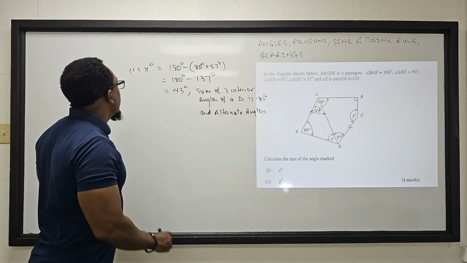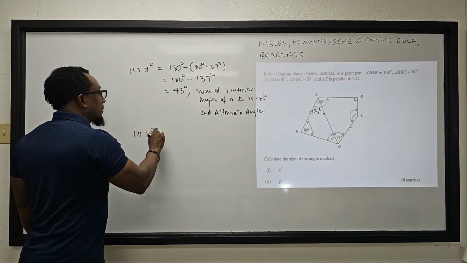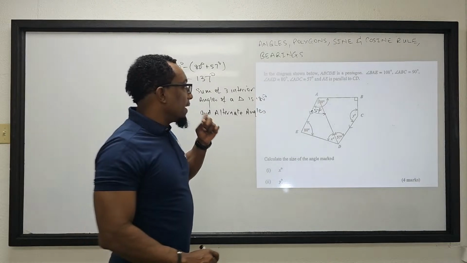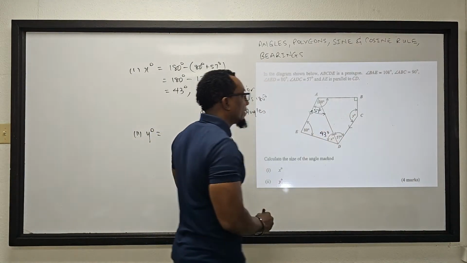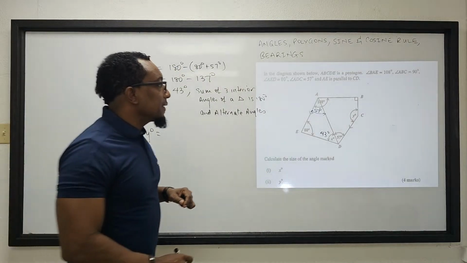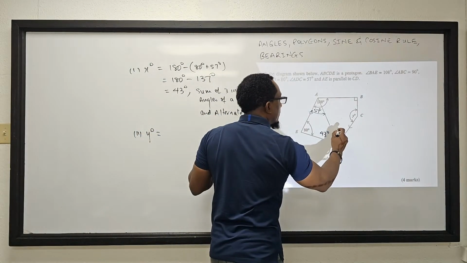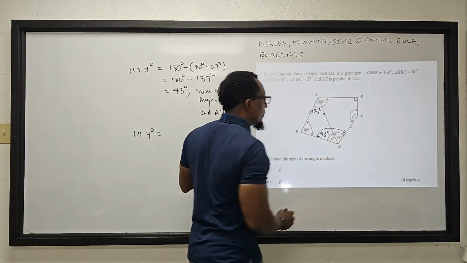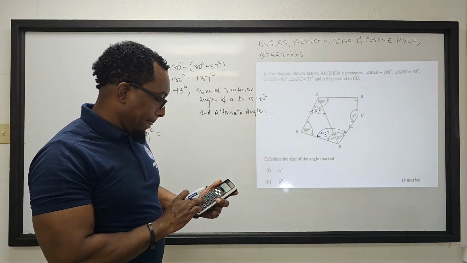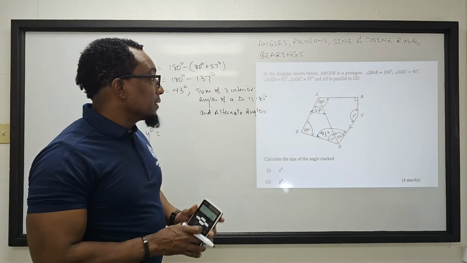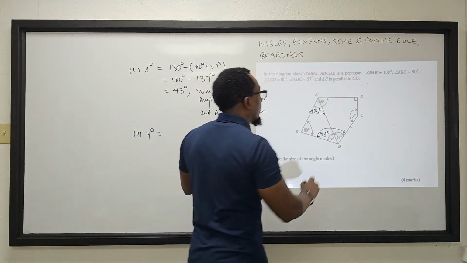So let's find Y now. This is Y here, right? So X is 43. So it means that this entire angle here, that's 43 plus 57. That's 100 degrees, right? This is 100.